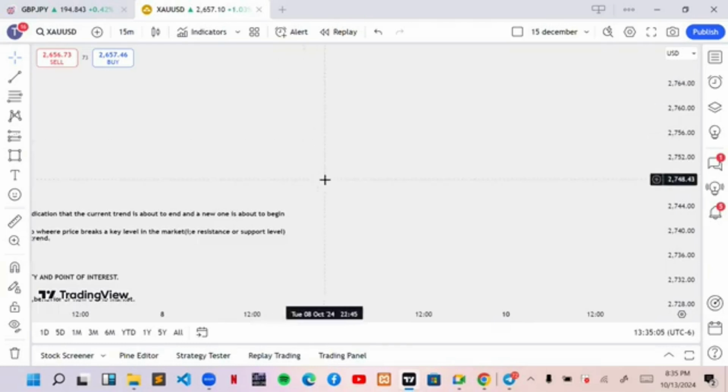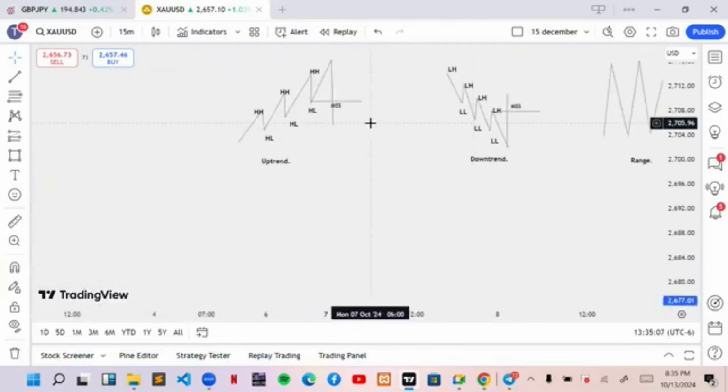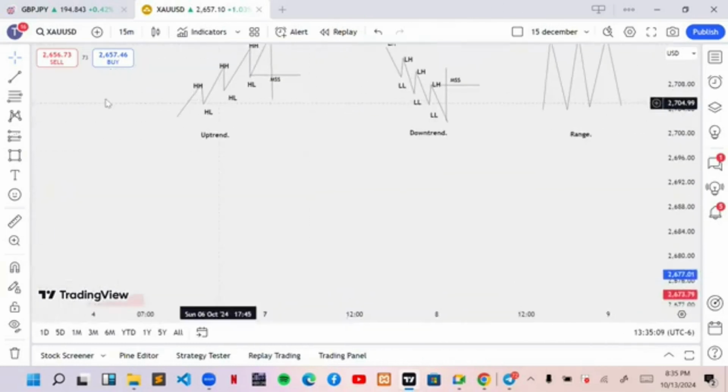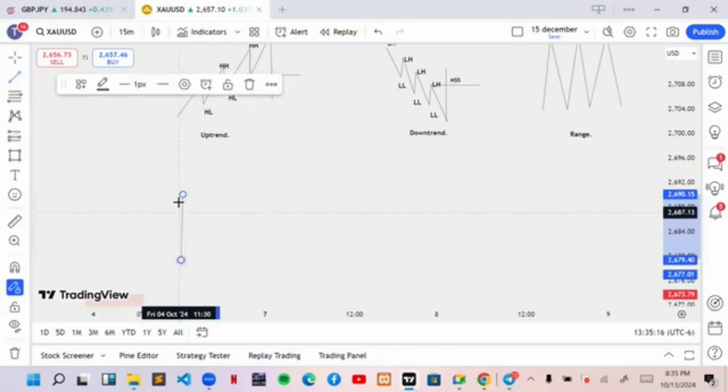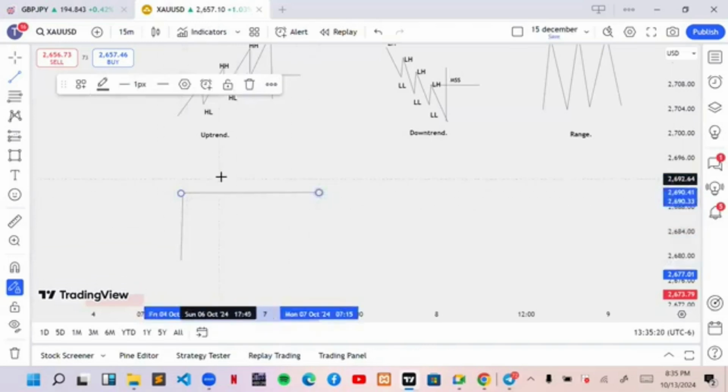So this is what I mean now. I'm giving you an example of a market structure shift. Let me now give you an example of a break of structure. So for break of structure, let's say this is a resistance level in the market. So I'll mark this out as a resistance level. This is a resistance level.